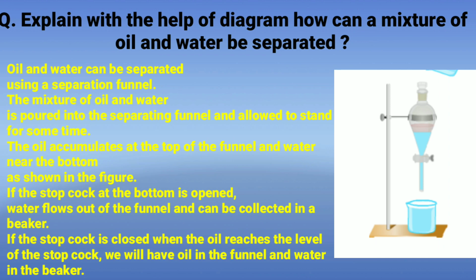Now come to next question. Explain with the help of a diagram how a mixture of oil and water can be separated. Oil and water can be separated using a separating funnel. You can see the diagram in the given picture alongside. The mixture of oil and water is poured into the separating funnel and allowed to stand for some time. The oil accumulates at the top of the funnel because the density of oil is less, so oil is lighter, and water stays near the bottom because it is heavier, as shown in the figure.